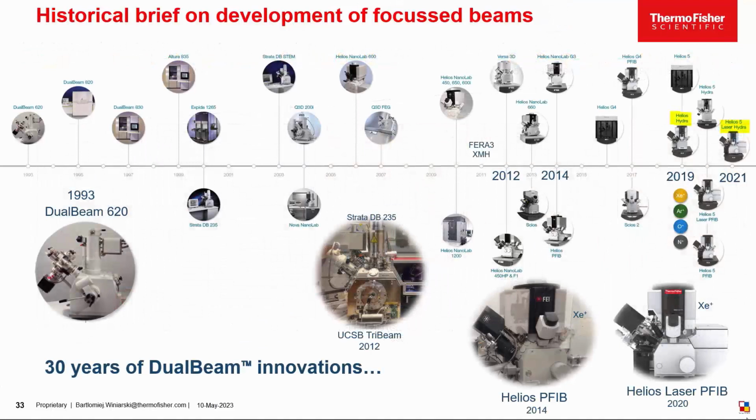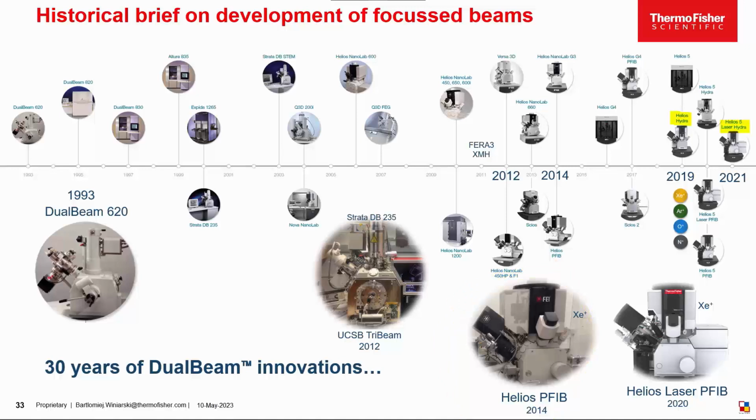Now let me focus on dual beam systems. This year, 2023, proudly marks 30 years of dual beam innovations. Starting from the dual beam 620 presented in 1993, we have a long list of FIB-SEM platforms for various applications. The year 2012 marks the first experimental tri-beam based on a Strata 235 gallium FIB-SEM and femtosecond laser. The system was developed in collaboration with the University of California, Santa Barbara. In 2014, a plasma FIB-SEM based on the Helios platform was presented publicly.